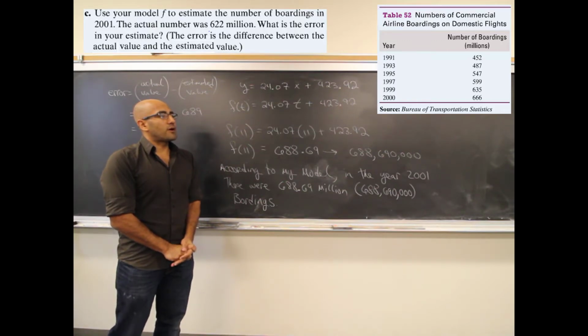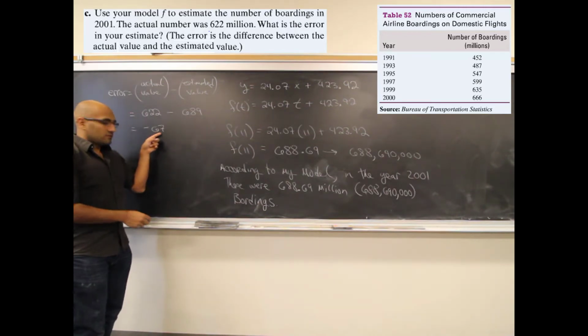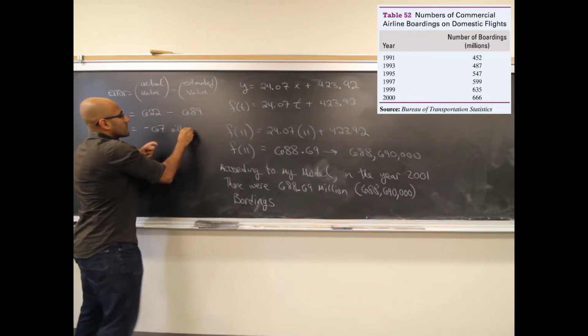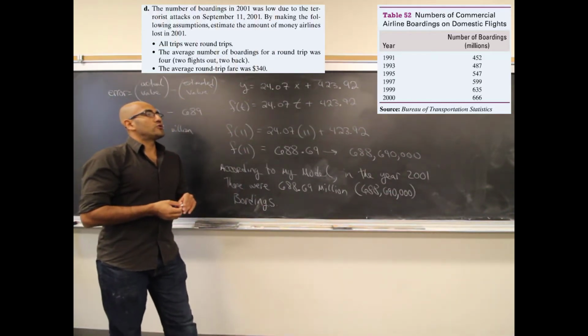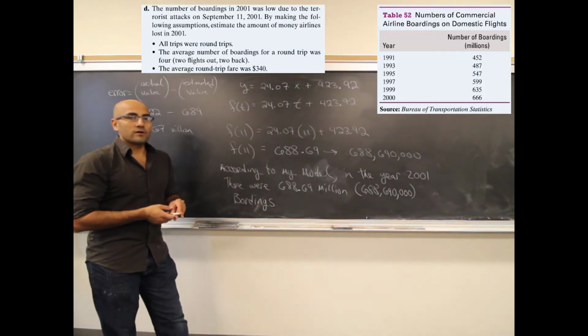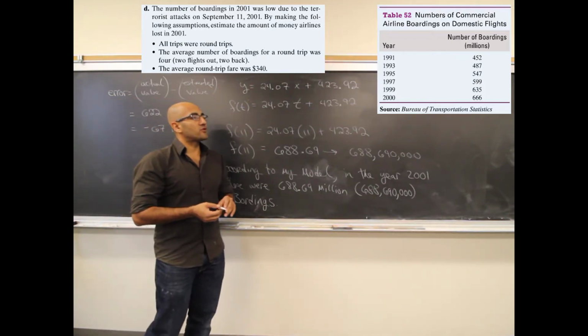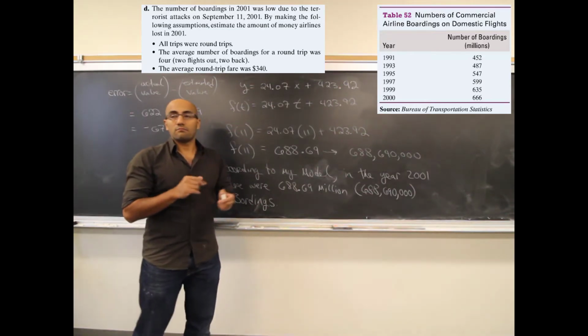For the next part it says the error is this, negative 69 million, right? Don't forget that this is in millions. The number of boardings in 2001 was low due to the terrorist attacks on September 11th, 2001. By making the following assumptions, estimate the amount of money airlines lost that year. Okay, that's interesting.